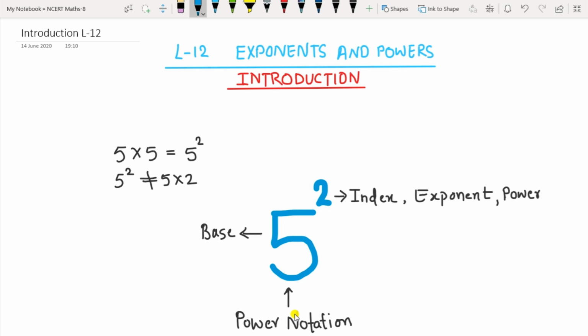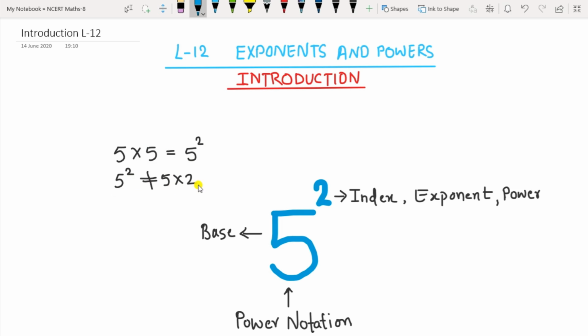This is Savita Pawar. Today we are going to see the introduction of lesson 12, exponents and powers. Now we know how to calculate the expression 5 multiplied by 5. This expression can be written in a shorter way using something called exponents. That is, 5 multiplied by 5 equals 5 squared, but 5 squared doesn't mean 5 into 2.